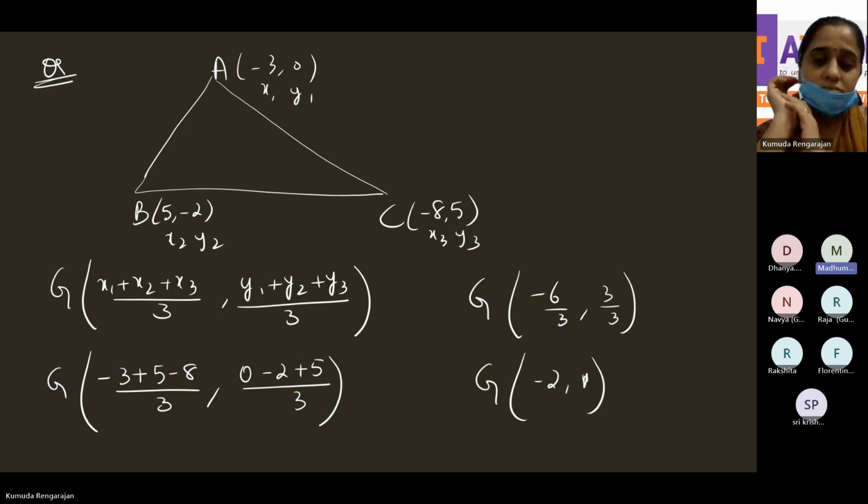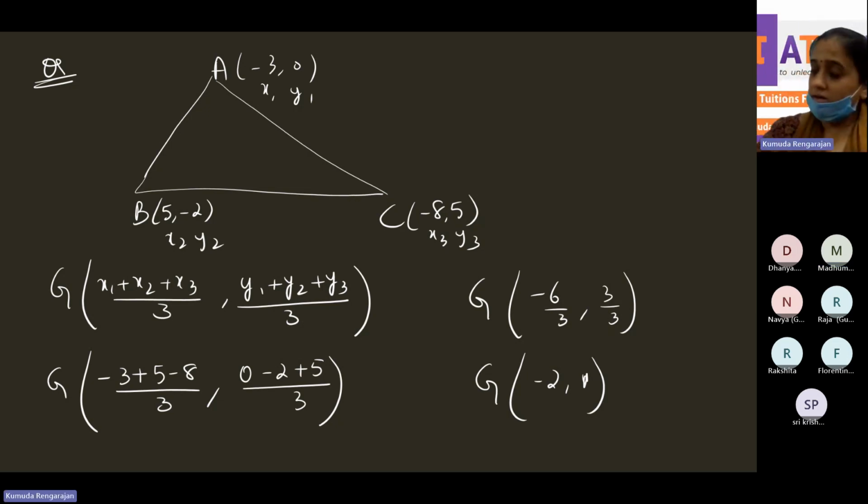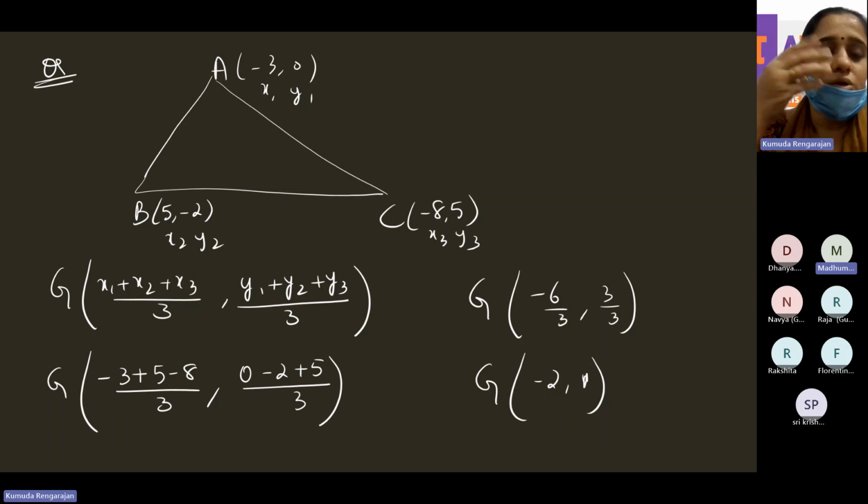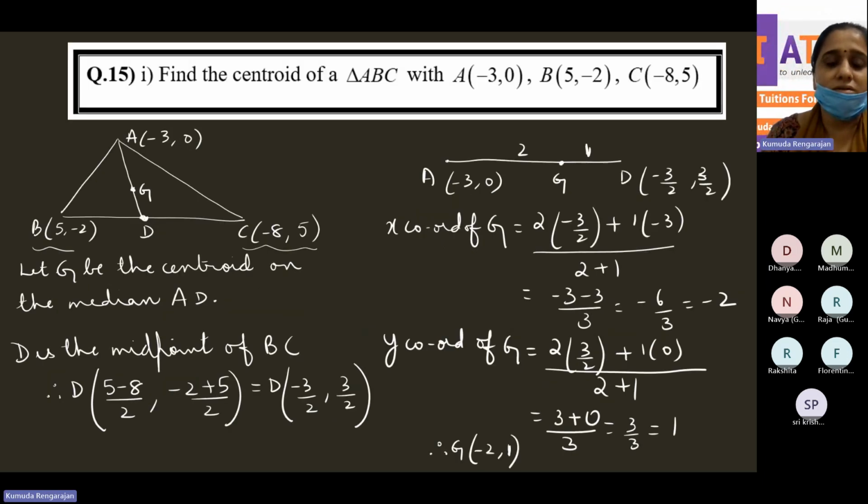Ma'am, I have a doubt. Yeah, sure, ask me. Ma'am, irrespective of what the ratio is, can we take the denominator as 3? What is the ratio? Ma'am, here it's 1. No, one minute. Just forget that you have done this.